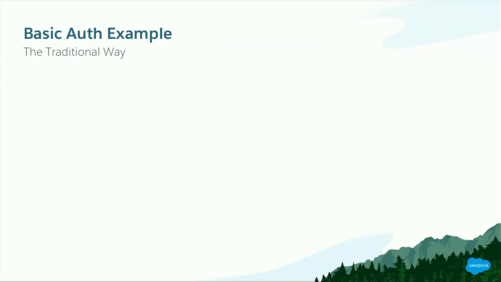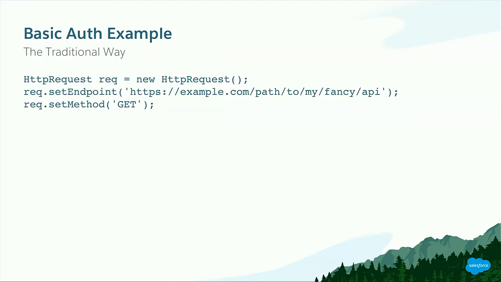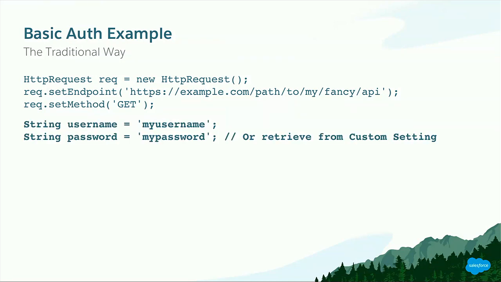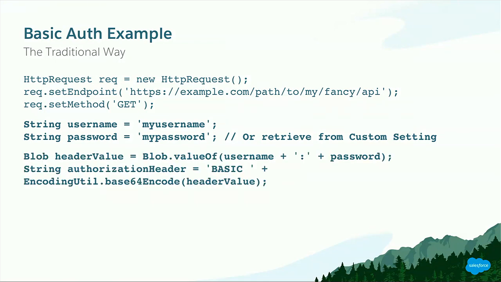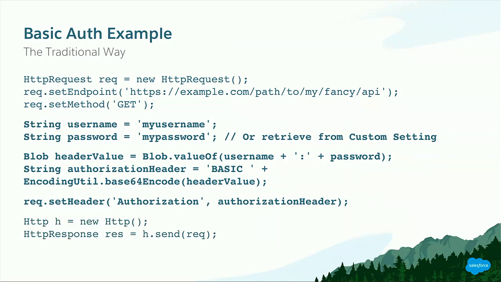Let's start with a very basic example. This is one where we're doing simple authentication using a username and password. We start off instantiating an HTTP request. This is to my example.com API as a simple GET request. Now I have my username and password, and in this case, I've hard coded it. I write a bit of code here to generate the authorization header. This is a format that we need to put the username and password in in order to send it across. And then finally, we set that header on the request, and then we go ahead and send it.